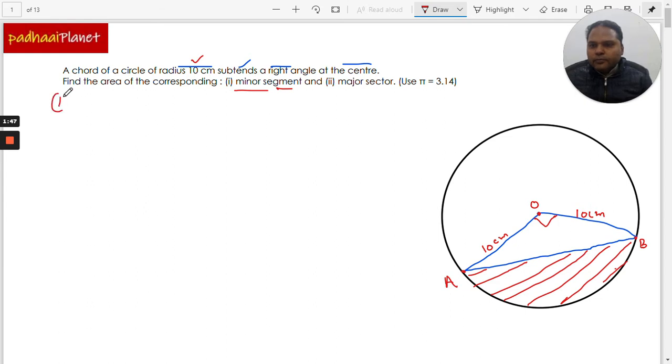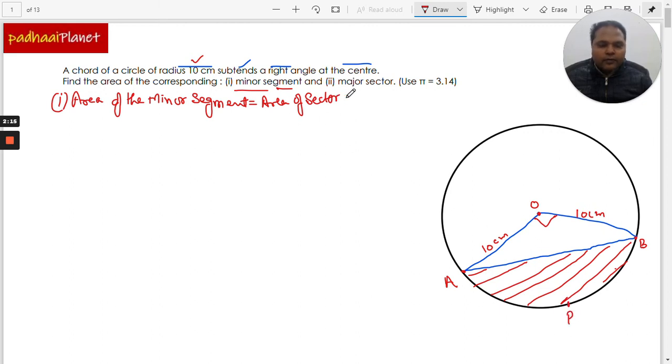So the area of the minor segment is equal to the area of the sector, and suppose this is P. So we are talking about the area of the sector OAPB, and from this sector, if we remove the area of triangle OAB, that means subtract the area of the triangle OAB, then we will get the area of this complete segment, right? So this is how we need to find out.